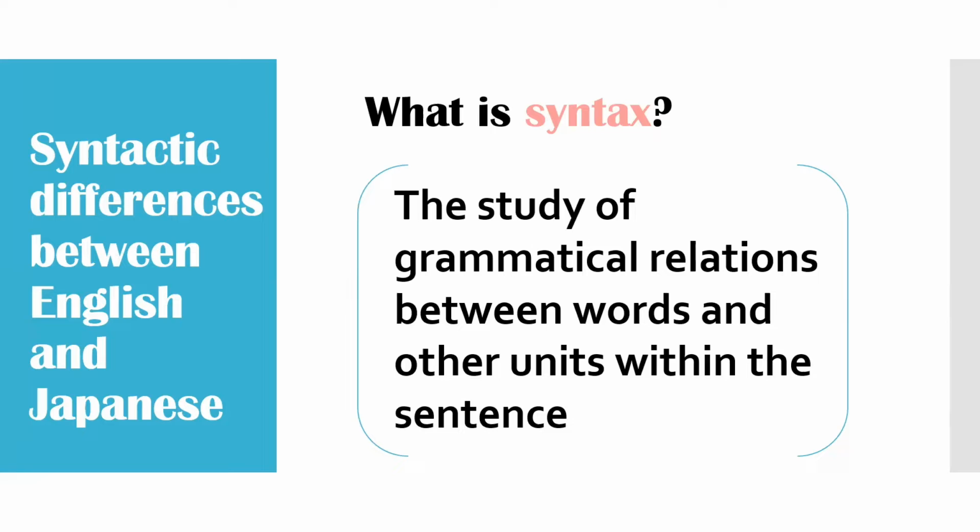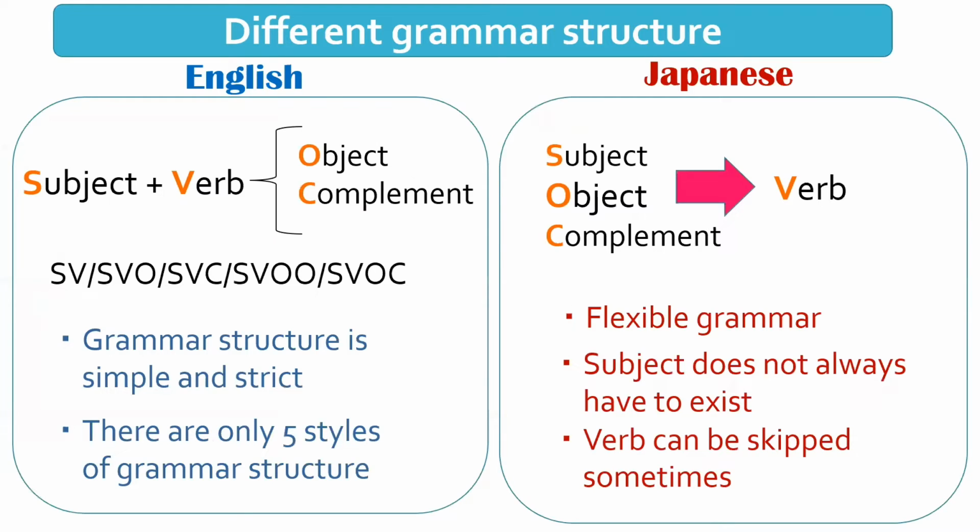As you know, in English, there are only 5 grammar structures, and this rule can't be broken. These are SV, SVO, SVC, SVOO, and SVOC. In contrast, Japanese has a flexible grammar structure. There's no strict rule for the order of subject, object, and complement, and the verb usually comes at the end of the sentence. Sometimes subjects and verbs can be skipped.